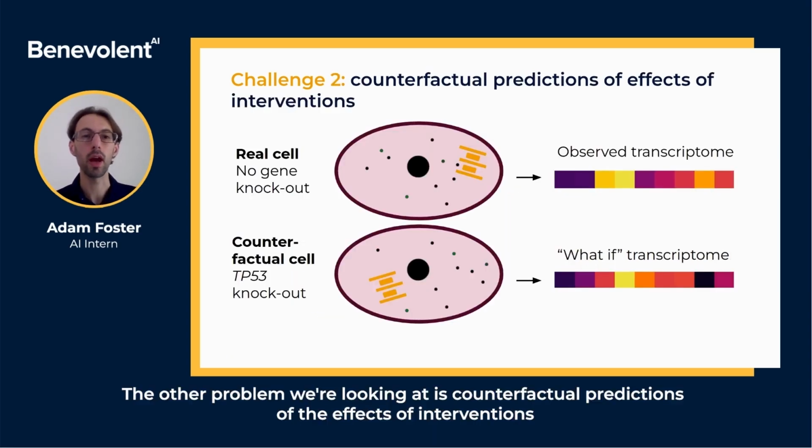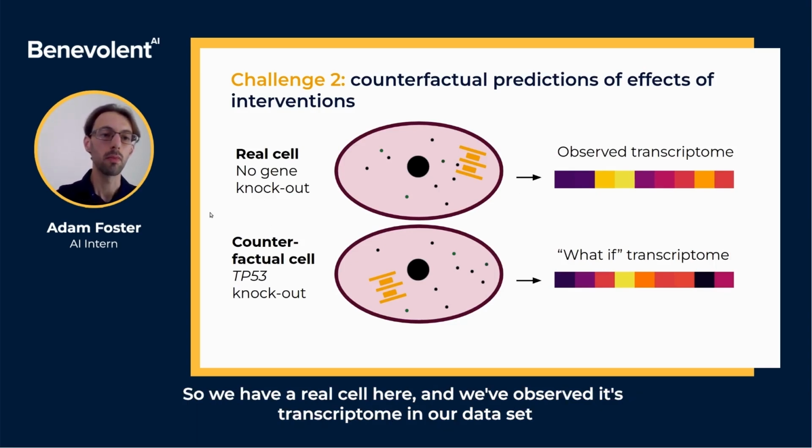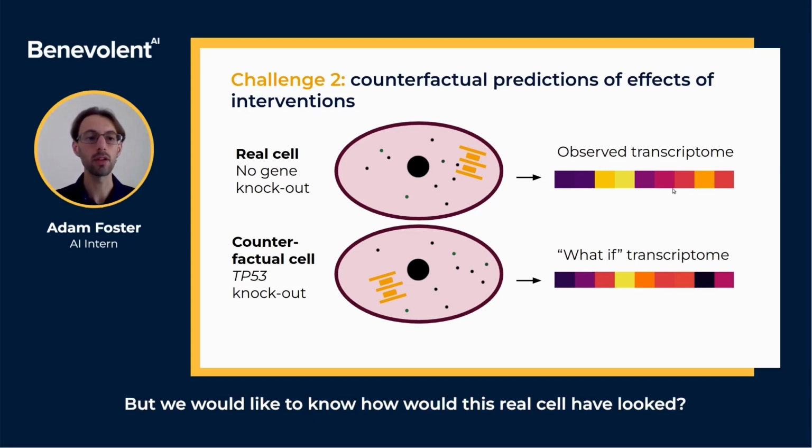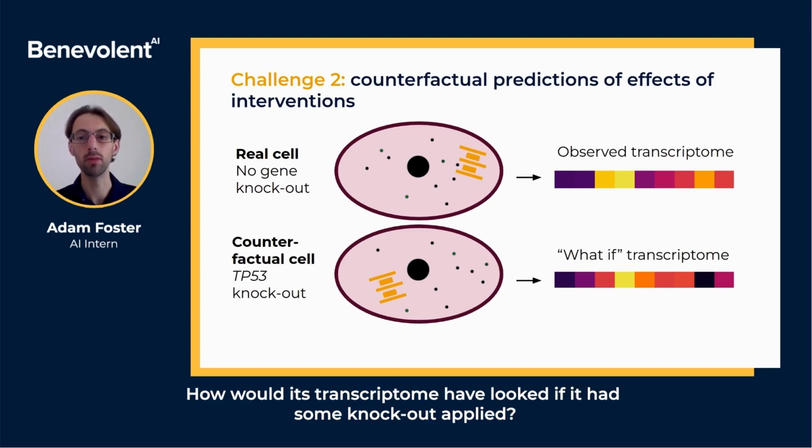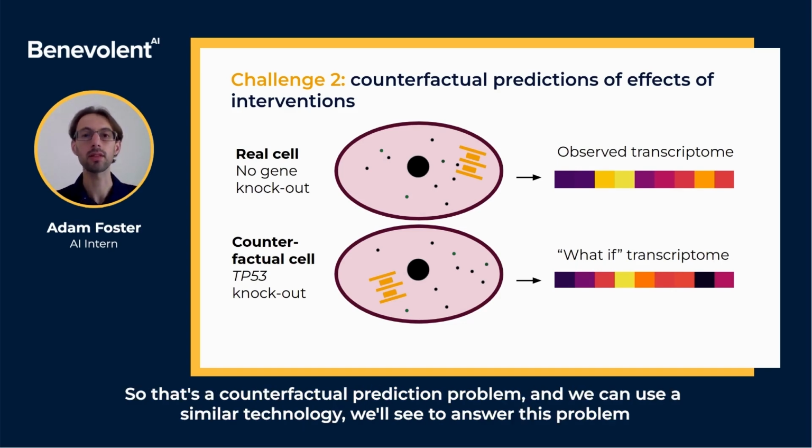The other problem we're looking at is counterfactual predictions of the effects of interventions. So we have a real cell here, and we've observed its transcriptome in our data set. But we would like to know, how would this real cell have looked? How would its transcriptome have looked if it had had some knockout applied? So that's a counterfactual prediction problem. And we can use similar technology, we'll see, to answer this problem.